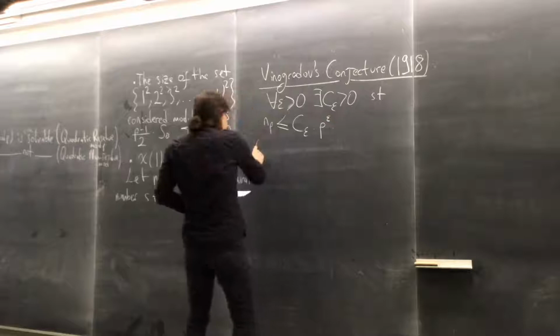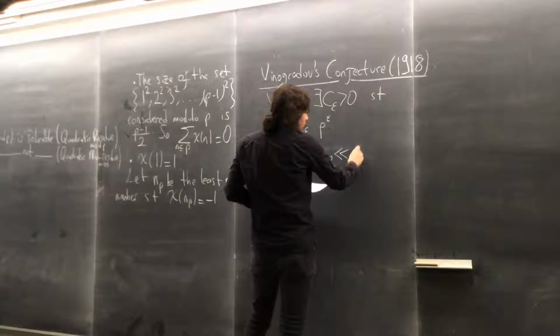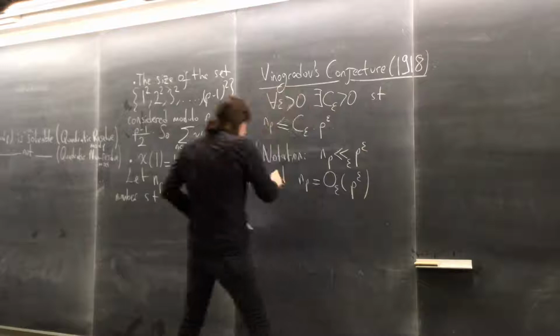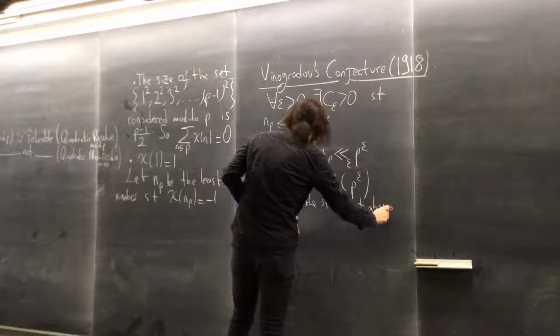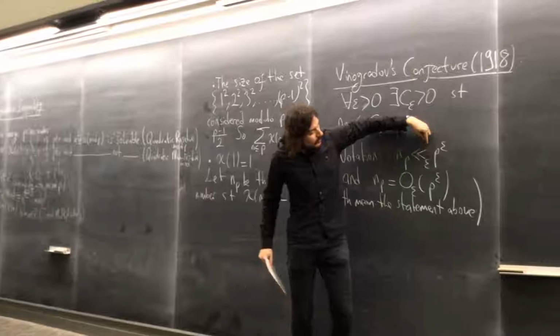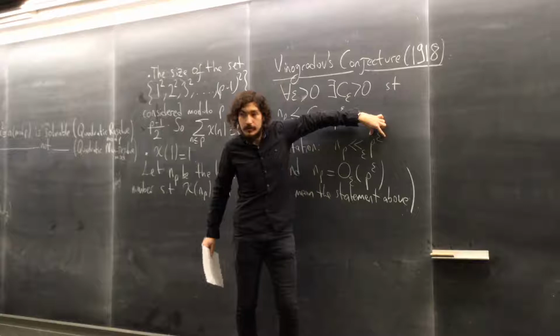Okay. Let's introduce a notation. N sub p is less than sub epsilon p to the epsilon, or let's say n sub p is equal to big O sub epsilon of p to the power epsilon. They both mean the statement above. Here we are introducing the big O notation, or the asymptotic notation. It means for any epsilon, there exists a constant that may depend on epsilon, such that n sub p is less than or equal to that constant times p to the epsilon. This is the big O version of this statement.